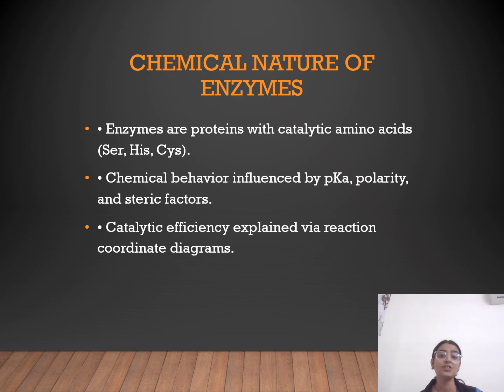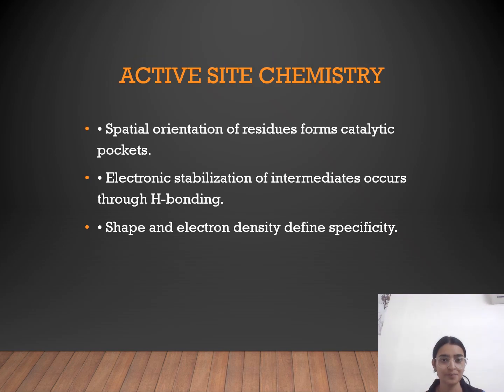Now, what is the chemical nature of enzymes? Enzymes are basically proteins with catalytic amino acids like serine, histidine, and cysteine. Chemical behavior is influenced by pKa, polarity, and steric factors. The catalytic efficiency is explained via a reaction coordinate diagram.